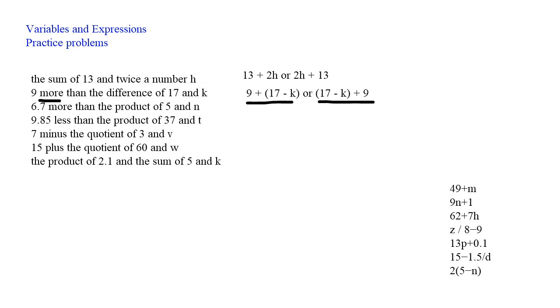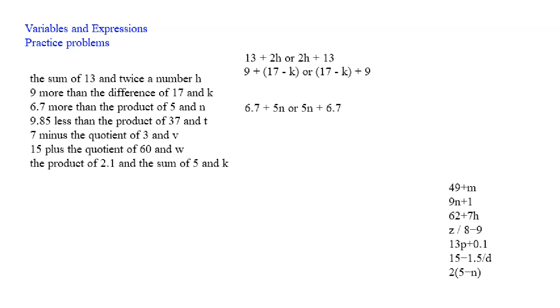6.7 more than the product of 5 and n. All right, now on this one, I want to pay attention to the product. The product is going to tell me which two to multiply. So the product of 5 and n, I'm going to multiply those two. So that's why I have 5n in both examples. Now 6.7 more than is another addition. So because it's addition, I can rewrite it as 6.7 plus 5n or 5n plus 6.7.